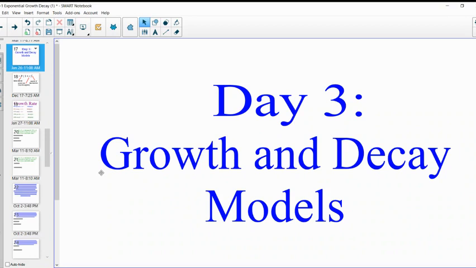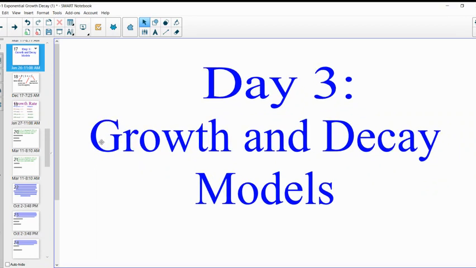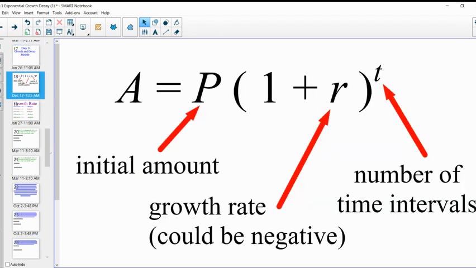All right, we're going to take a look at growth and decay models. That is the topic of the day. When I do these video asynchronous lessons, I'll go at a fairly rapid pace so that the video doesn't get to be too long, especially because you will be able to pause and rewind and go back and look at things if you need to.